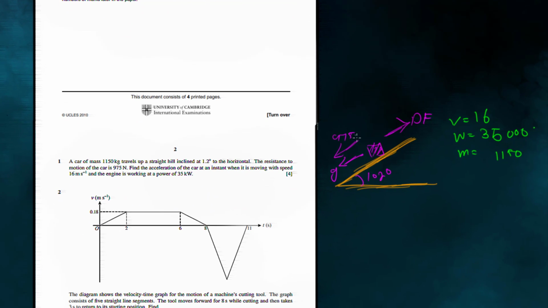So first question. A car of mass 1150 kg travels up a straight hill incline at 1.2 degree to the horizontal. The distance of the motion to car, okay, fine.